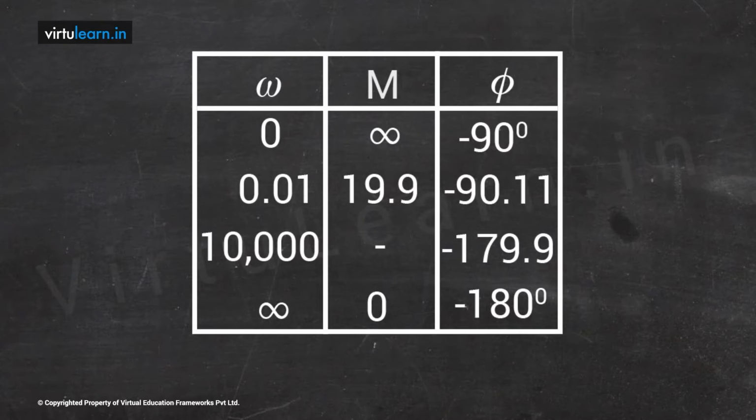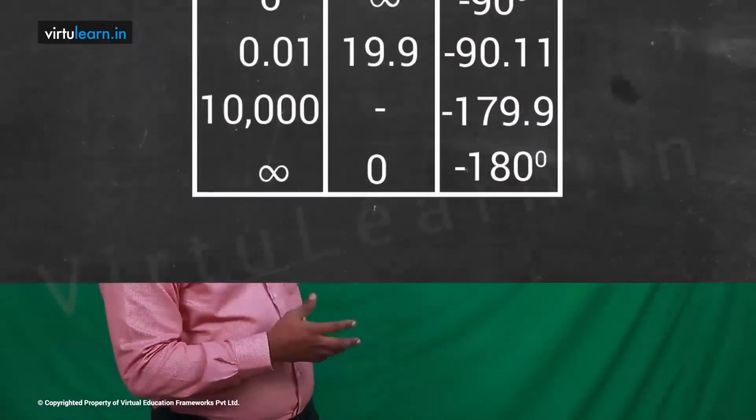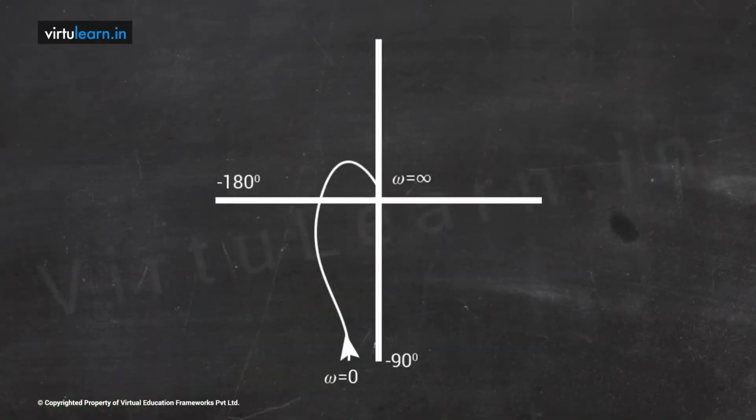Then what is the phase angle? The phase angle is minus 90 degrees. Then when omega is infinity, the magnitude is 0 and the phase angle is minus 180 degrees. In between we can also take values. For lower values of frequency it is minus 90 plus something, and at higher values of frequency it approaches minus 180, which means my entire polar plot lies in the third quadrant, from minus 90 to minus 180. So we can easily sketch it like this.